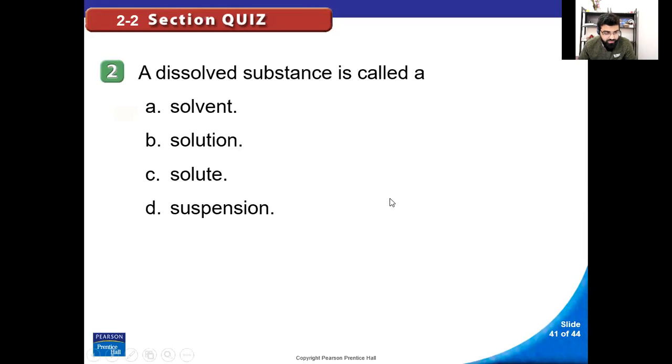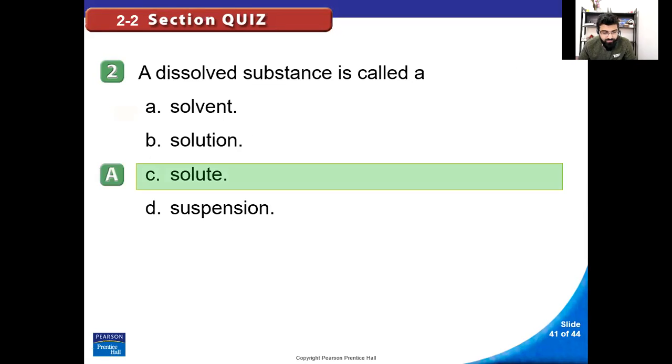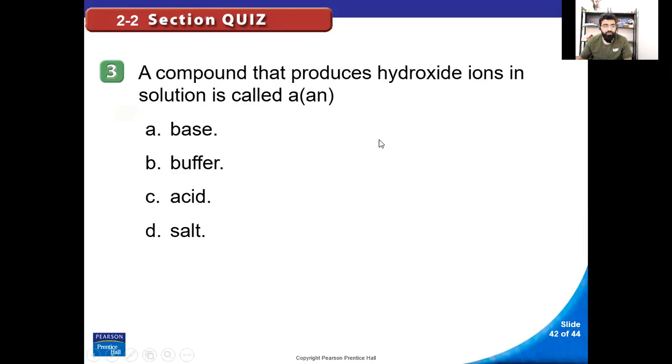Wrong. Who said B? A dissolved substance is called a dissolved solid. Solid is the dissolved thing. The substance which dissolves in the water or in the solvent is called solid. Okay, question number 3.